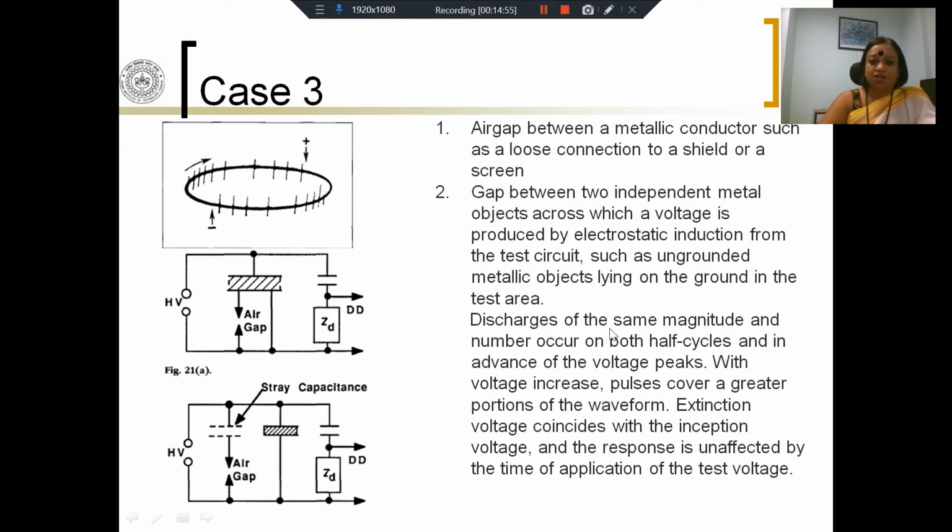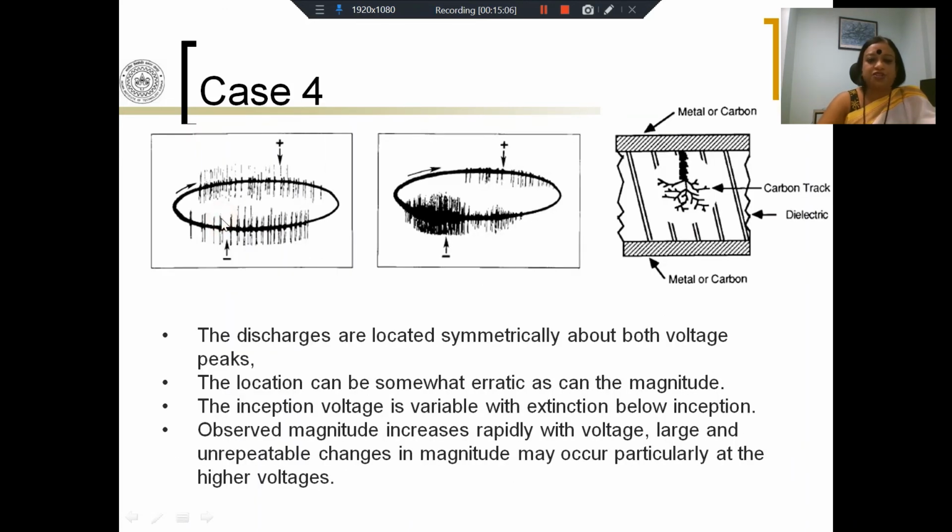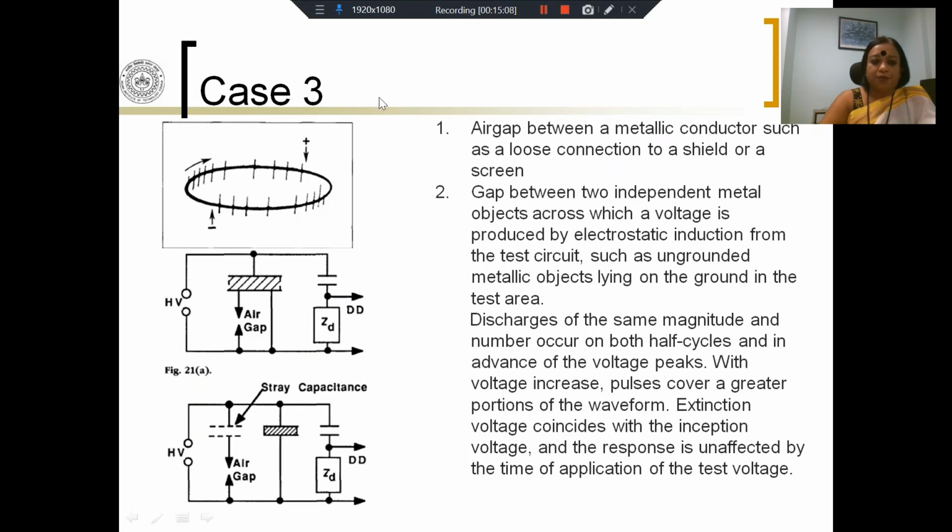There will be discharges of the same magnitude and number in both half cycles, and they will all happen in advance of the peak. The peaks are marked here. Before you reach the peak, you start to see the discharges, and the discharges are more or less of the same magnitude and same numbers on both half cycles. As you increase the voltage, the pulses cover a greater portion of the waveform. This is about the phi QN pattern.